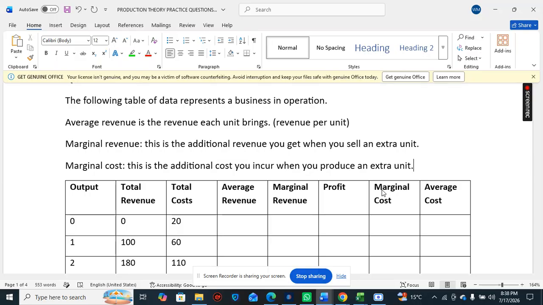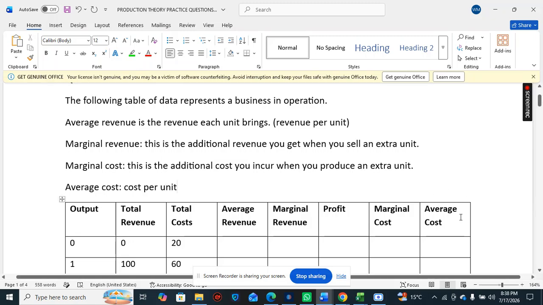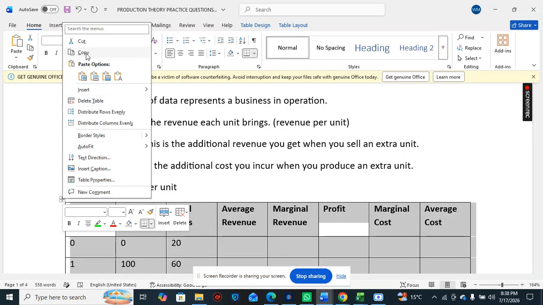So marginal cost is the extra cost per unit, marginal revenue is the extra revenue per unit, and then we have our average cost, the cost per unit. So we need to tabulate these values. Let us go to Excel.